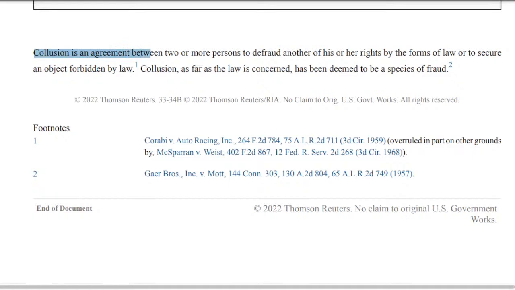Collusion is an agreement between two or more persons to defraud another of his or her rights by the forms of law or to secure an object forbidden by law. Collusion, as far as the law is concerned, has been deemed to be a species of fraud, just like deceit is.